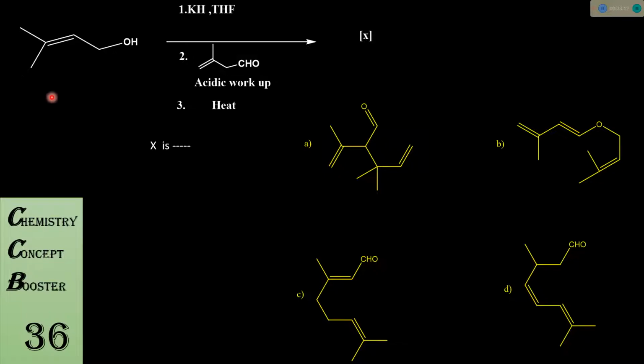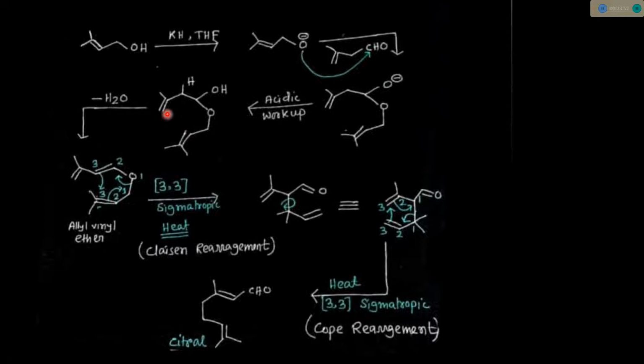So yeah, in this question an allylic alcohol is given, and these are the reagents: potassium hydride, then a beta-gamma unsaturated aldehyde compound, then heat. These are the options. In this case there is no mention of stereochemistry, so no need to concentrate on it. We just have to focus on the proper, actual mechanism. So let's see the answer with a detailed mechanism.